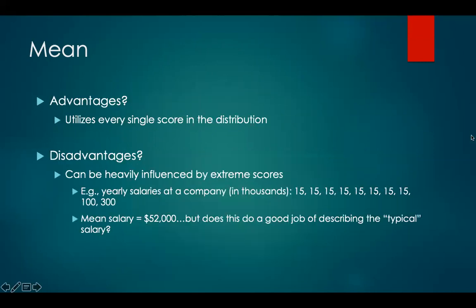Now, the biggest advantage to using the mean is that it utilizes every score in the distribution. But disadvantages are that it can be heavily influenced by extreme scores. So if yearly salaries at a company in thousands of dollars were as follows, the mean salary would be $52,000. But this isn't really a good representation of what the typical employee is making, because those really extremely high salaries are pulling up the mean far away from the median, which would be $15,000.